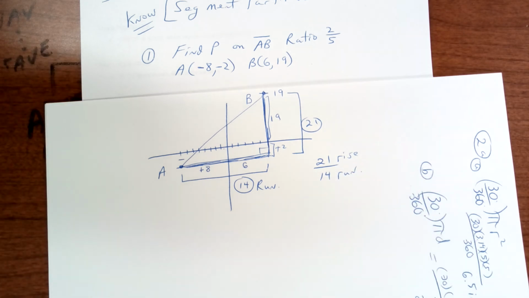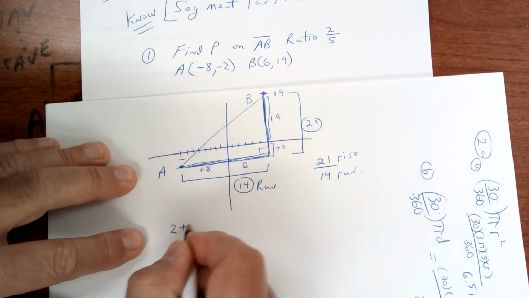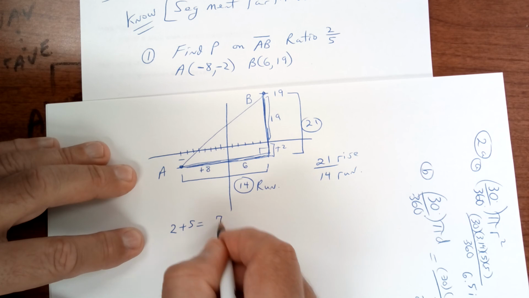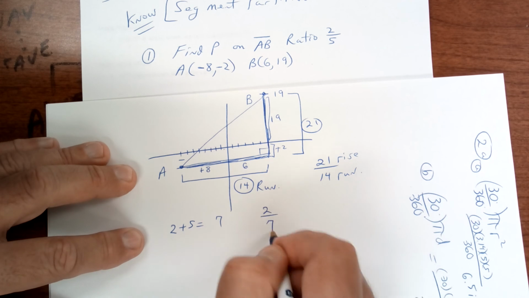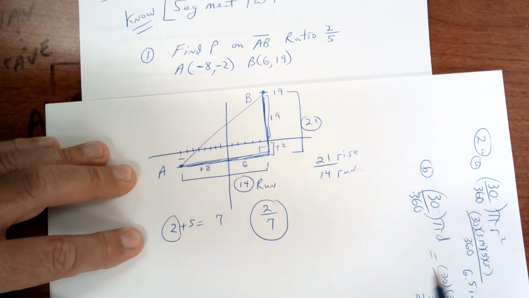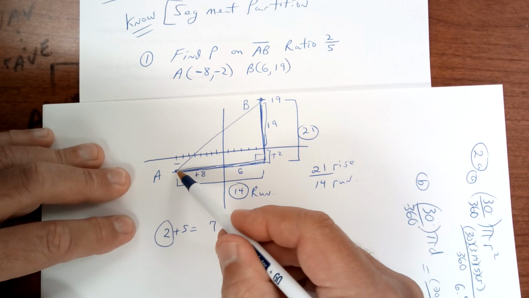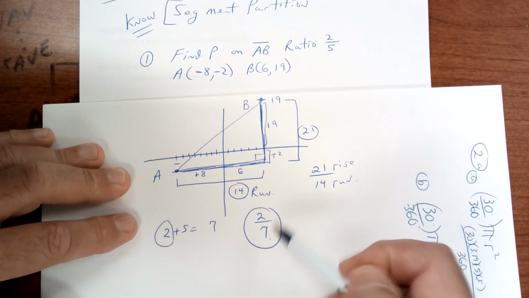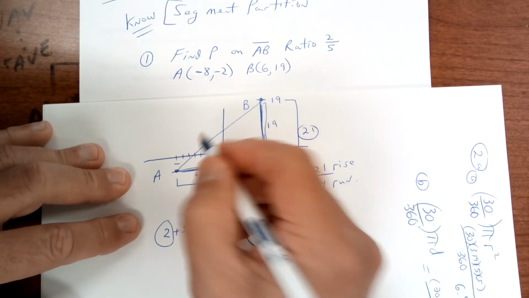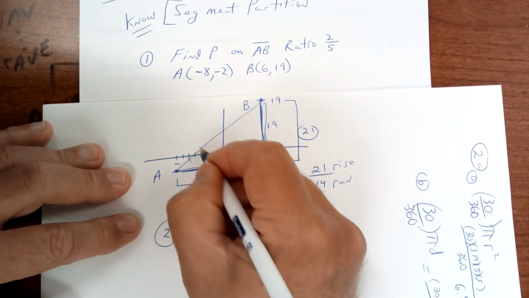The next thing you're going to do is figure out your ratio. Your ratio is 2 to 5. So you're going to add up 2 plus 5 and get 7. So it's going to be 2 out of 7 pieces. Remember, take the first number. You're going from A, so it's 2 out of 7 pieces. If you don't know any better, just start dividing it. 1, 2, 3, 4, 5.